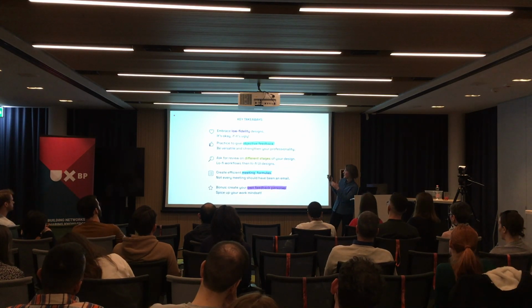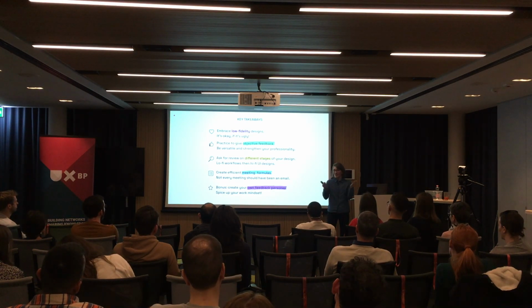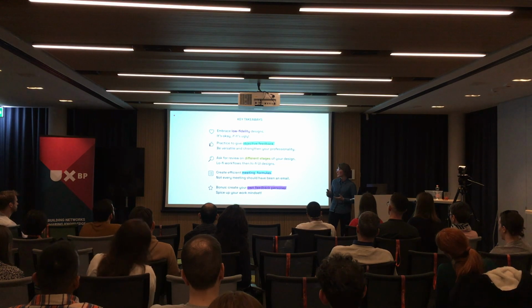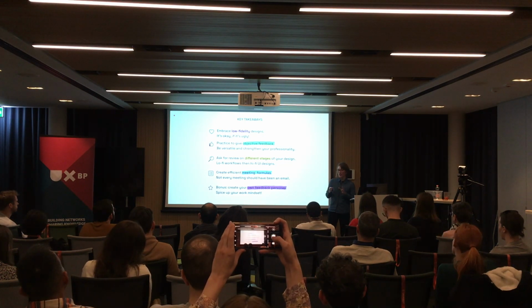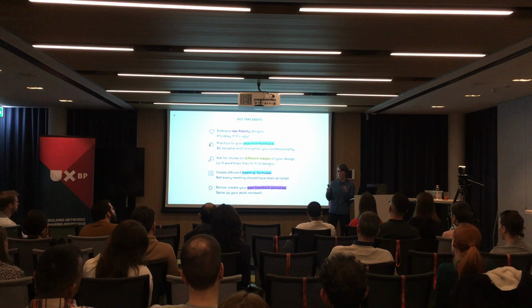And I think I collected the key takeaways here. The first one is embrace low fidelity. It's absolutely okay if it's ugly. It shouldn't be super beautiful when you're showing it to your colleagues. Also, I think it's a useful skill to be able to give objective feedback to your colleagues, so practice giving objective feedback. That's a very powerful skill, and it's not so easy to acquire. And ask for review at different stages of your design. It's a good strategy to ask for feedback at the low fidelity stage and also at the high fidelity stage.